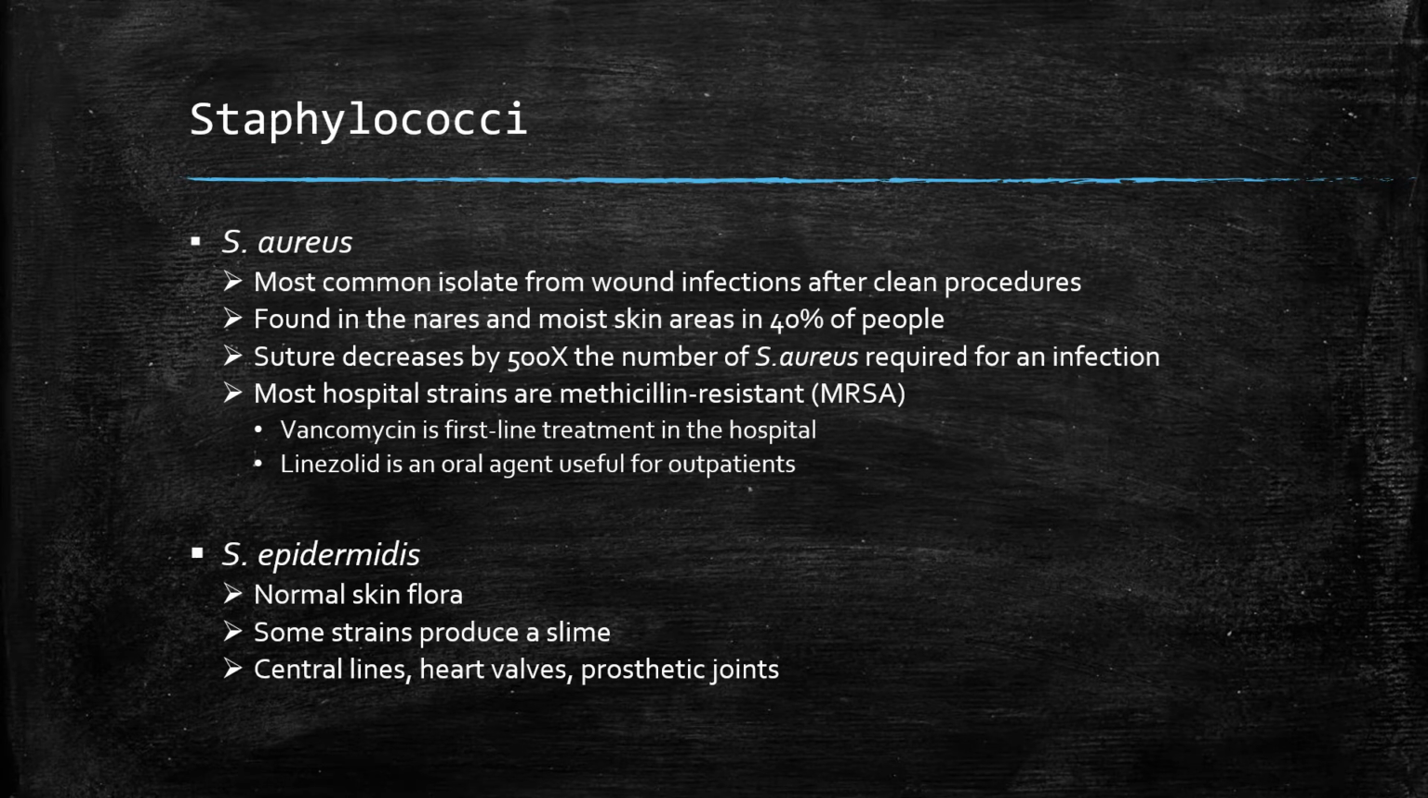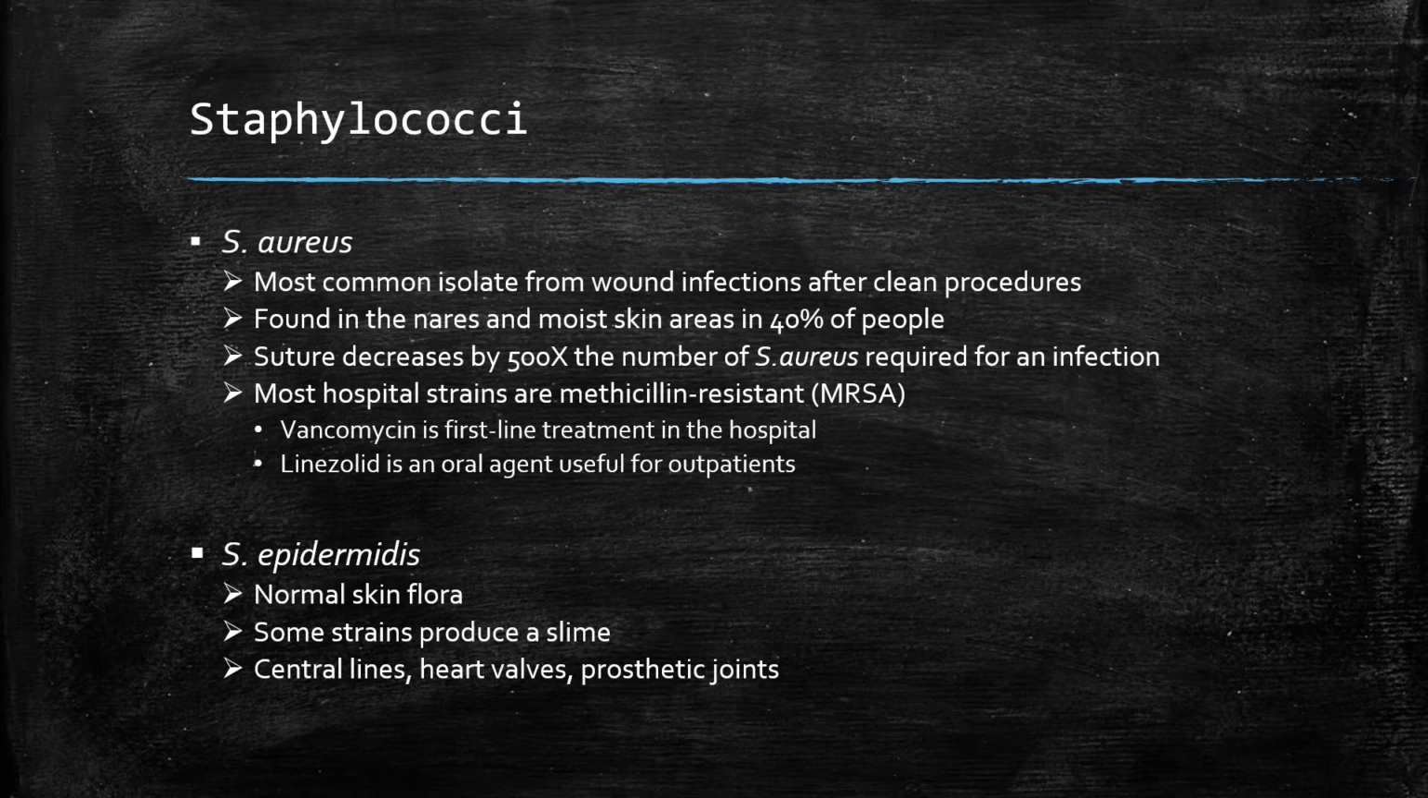Staph aureus is the most common isolate from wound infections after clean procedures. This bacteria is found in the nares and moist skin areas in about 40% of people. The presence of suture material decreases by 500 times the number of Staph aureus required to cause an infection. In the hospitalized setting, most strains are methicillin resistant, which means that IV vancomycin is the first-line treatment. Linezolid is a useful oral agent that is often prescribed for outpatients or for patients who have a contraindication to vancomycin.